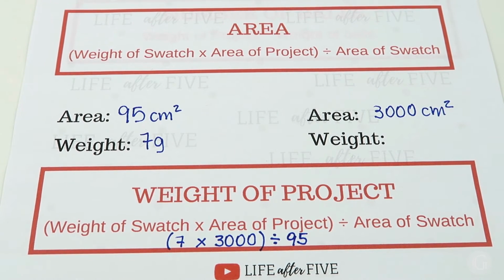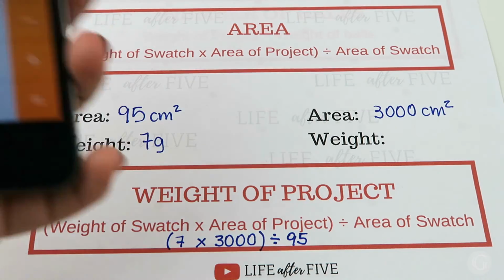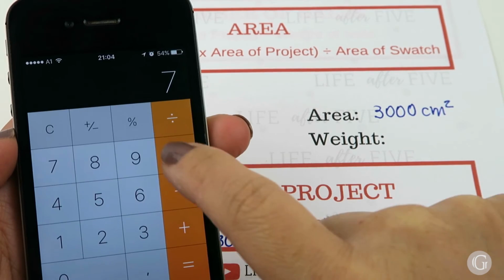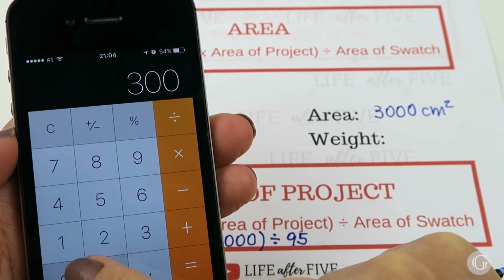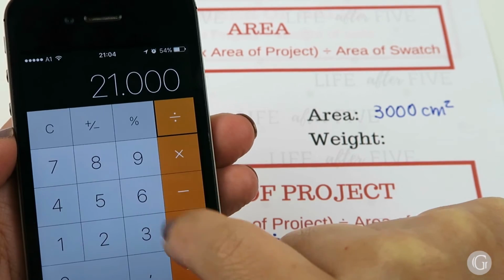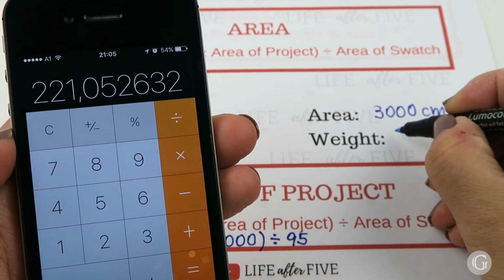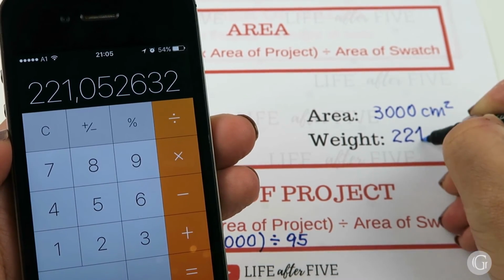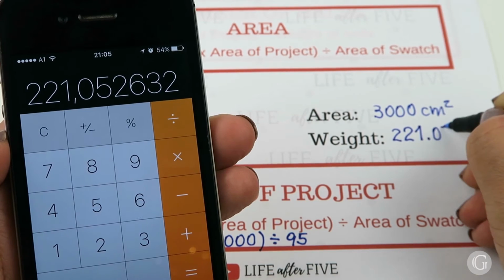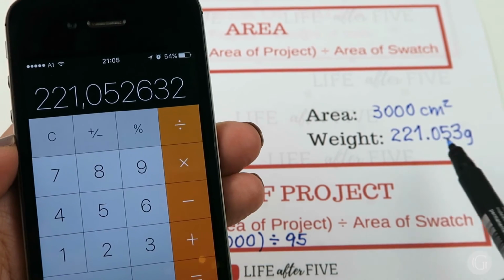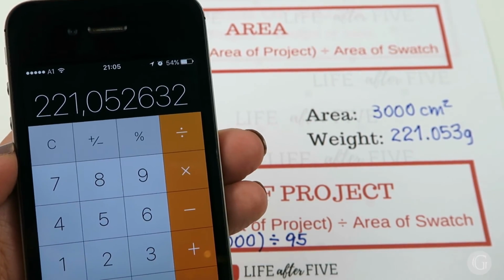We are going to calculate this now. Okay, so I have it here. We said 7 times 3,000 divided over 95. We have 221.053 grams. Please do not round, just copy as it is, okay?